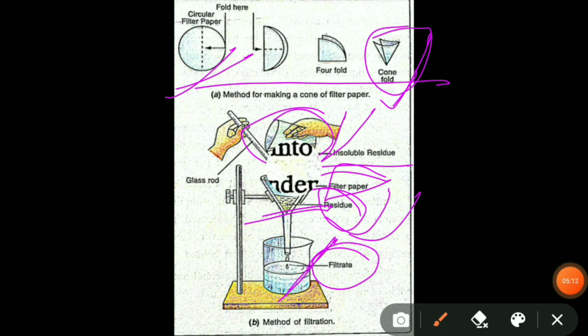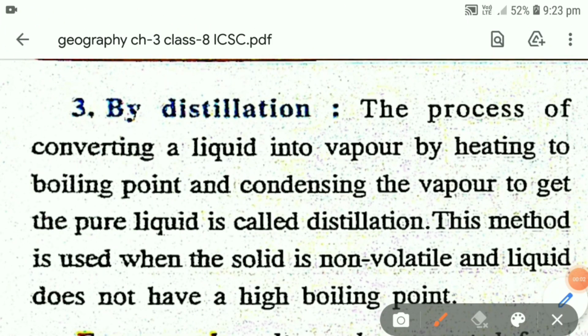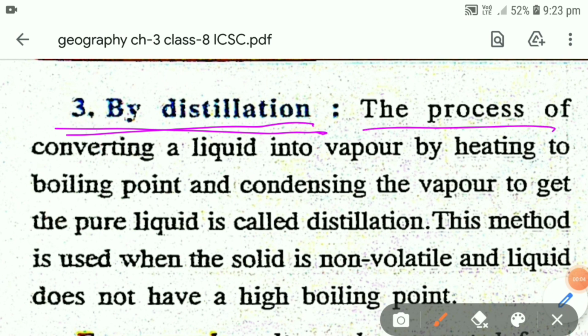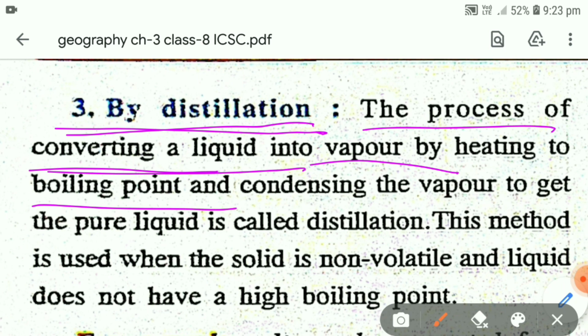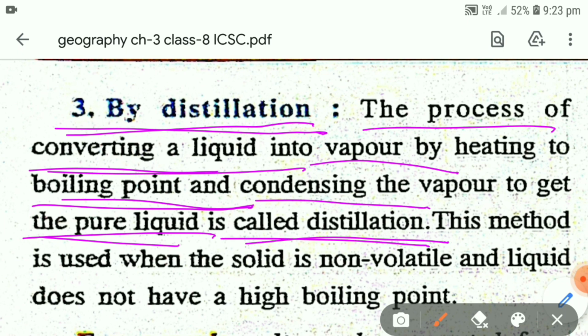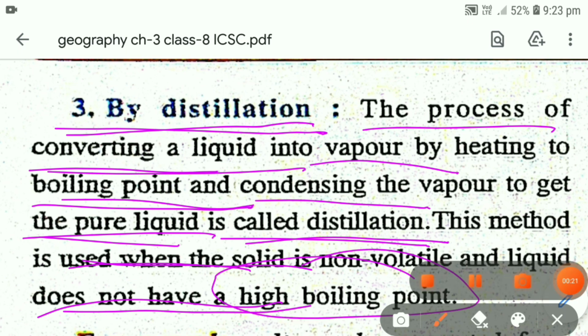Let's move forward. Now we are going to study the next process, that is distillation. The process of converting a liquid into vapor by heating to the boiling point and condensing the vapor to get the pure liquid is called distillation. This method is used when the solid is non-volatile and the liquid does not have a high boiling point. Okay, let's understand this.